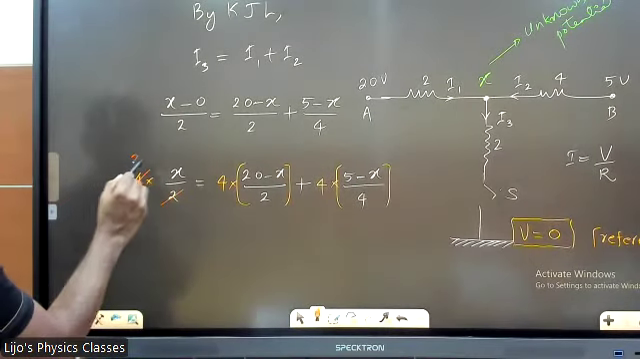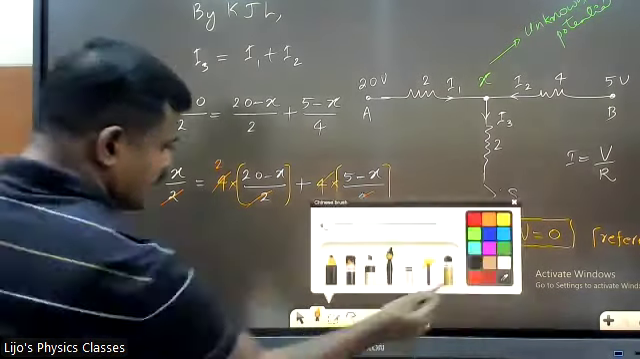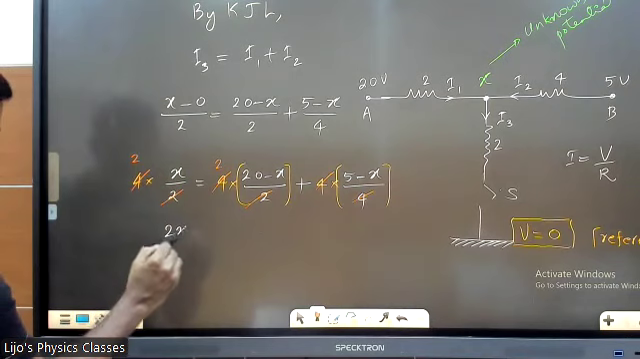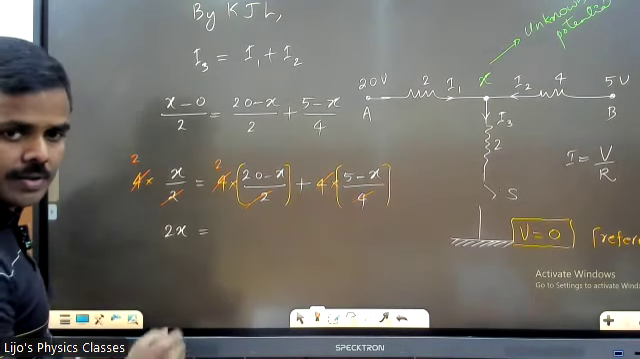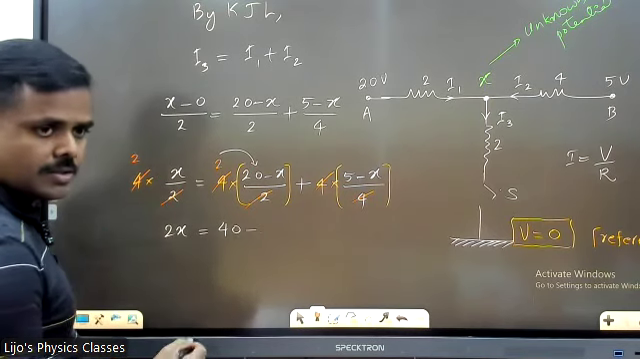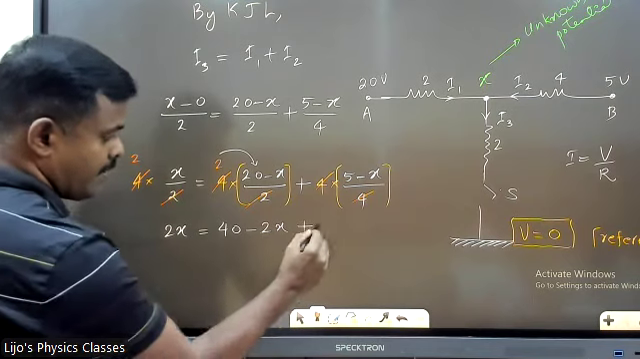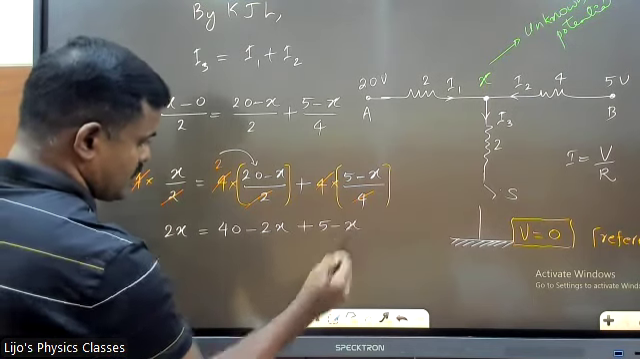4 and 2 are cut, it is 2. 4 and 2 are cut, it is 2. 4 and 4 are cut. Now expand this. 2x is equal to, multiply this into the bracket, 2 into 20, 40, minus 2 into x, 2x, plus 5 minus x.